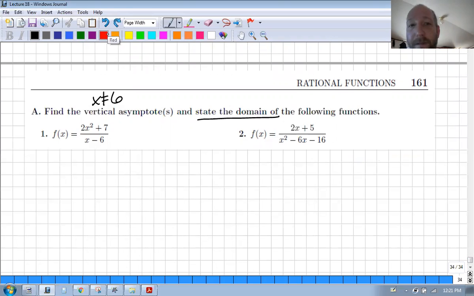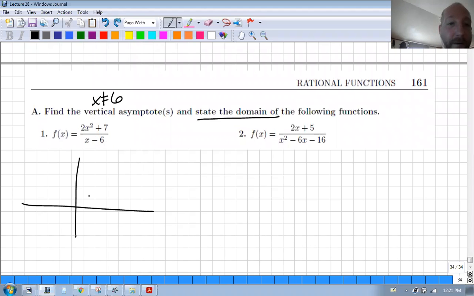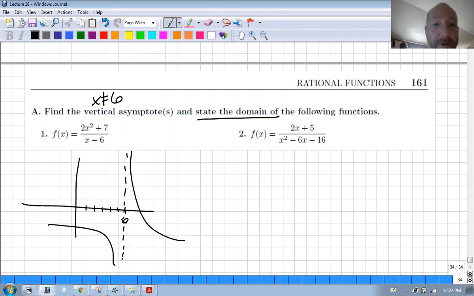And that tells you that whatever the graph of this thing looks like, you go over here to 1, 2, 3, 4, 5, 6, and you're going to have a vertical asymptote there. You cannot plug a 6 in here because you're going to get 0 and it's going to be undefined. So this thing might look like this, or like that, or like this. But whatever happens, as it gets closer and closer to 6, it's going to veer off.